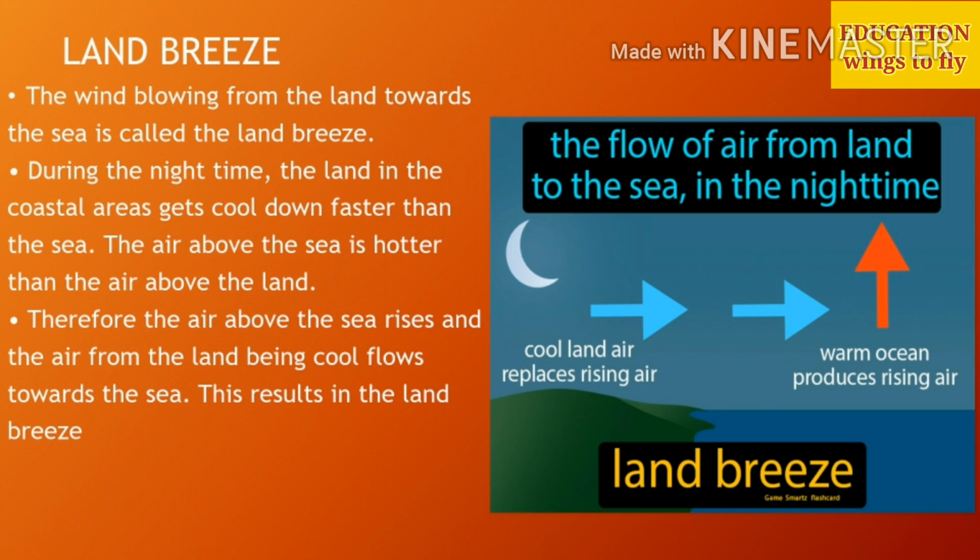Land breeze. The wind blowing from the land towards the sea is called the land breeze. During the night time, the land in the coastal areas cools down faster than the sea. The air above the sea is hotter than the air above the land. Therefore, the air above the sea rises, and the air from the land, being cool, flows towards the sea. This results in the land breeze.